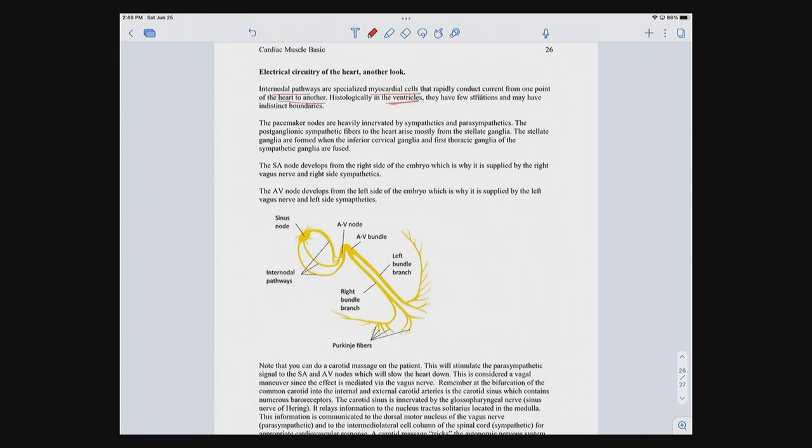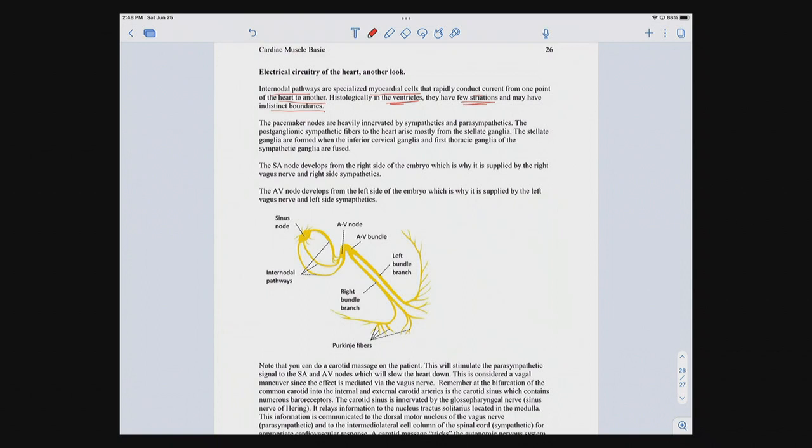Histologically, if we're talking about the ventricles, these are again non-contractile, so they don't have much in terms of striations. They may have some indistinct boundaries. Now, this is in distinction to the internodal pathways in the atria, which are very difficult to see because the internodal pathways of the atria are in fact contractile, so they're indistinguishable from the surrounding cardiomyocytes that also contract.